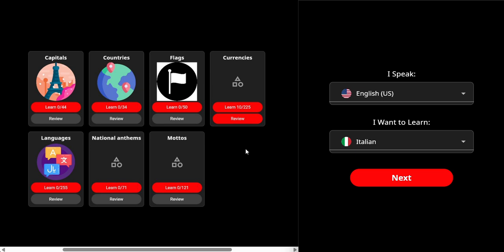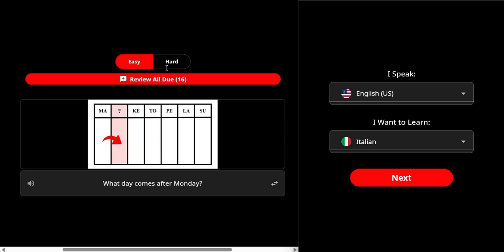We have a spaced repetition system, and you can see two buttons here. Learn gives you always new questions, and the review button, old ones, in their urgency order. Two difficulties, easy and hard. Easy is good for beginners and even children learning basic concepts in their mother tongue, like weekdays, months, telling the time.